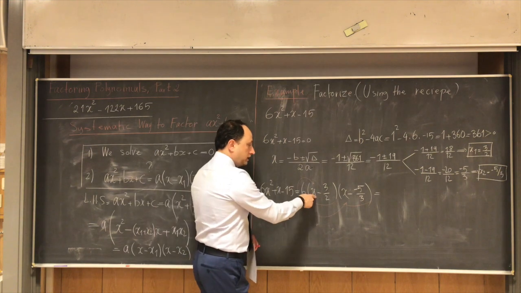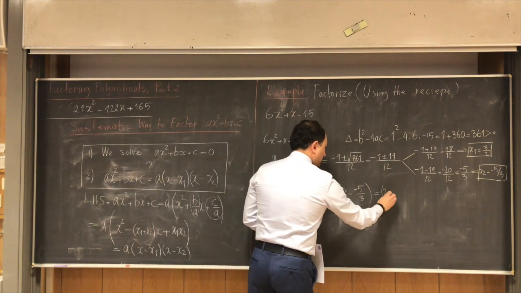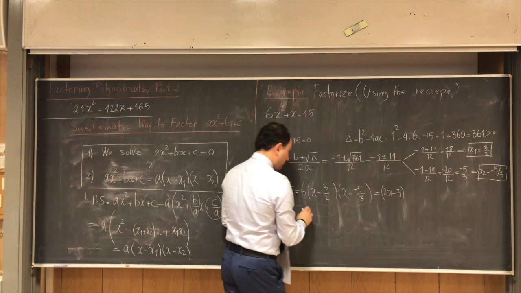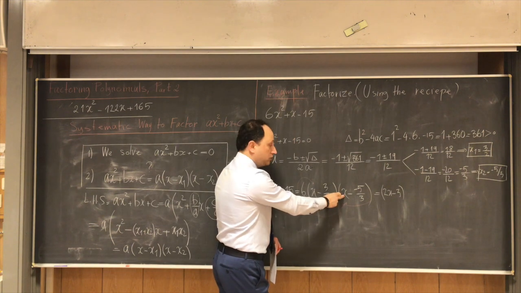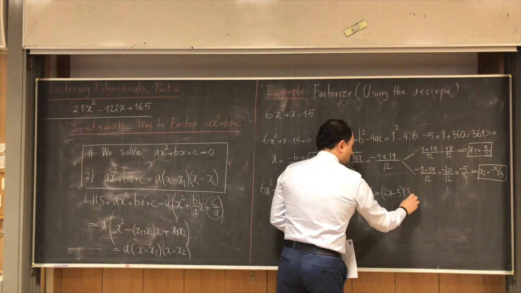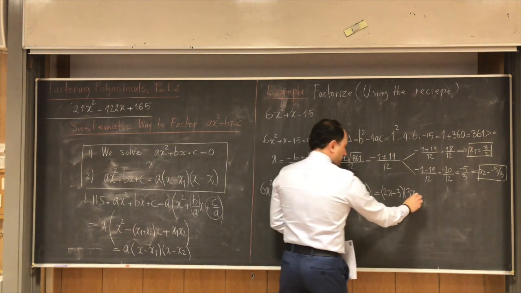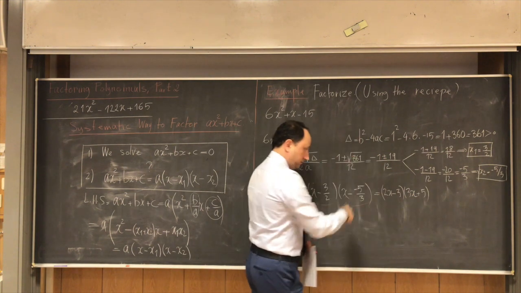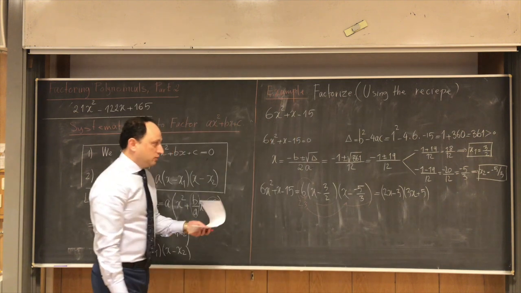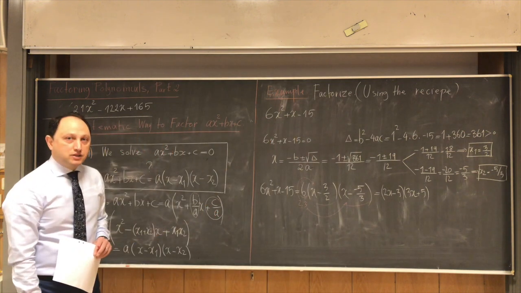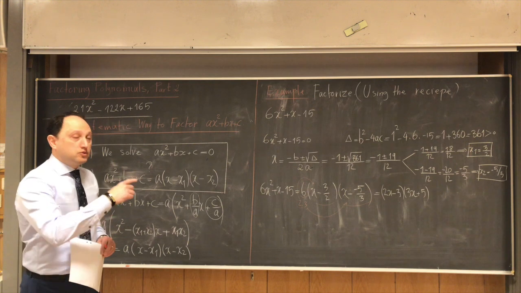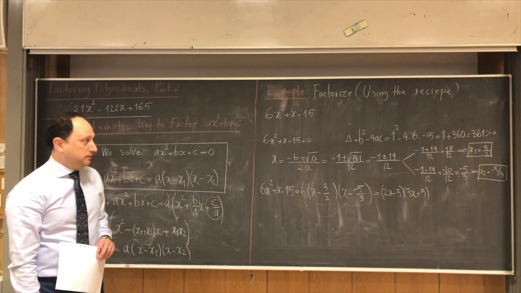So 2 will go in, so it becomes 2x minus 3. And then 3 will be multiplied inside the second bracket. It will give me 3x minus 3, and that 3 will cancel. Minus 5 becomes positive 5. And if you go back and check, hopefully you see that this is the answer that we got there by those two different methods. Okay.